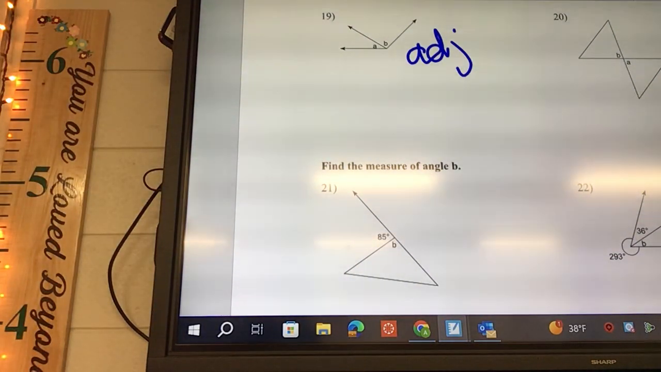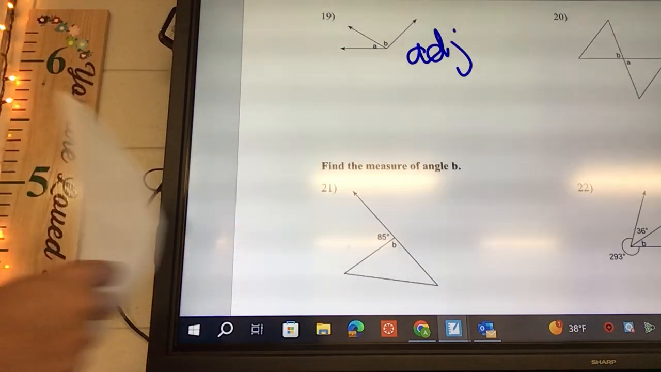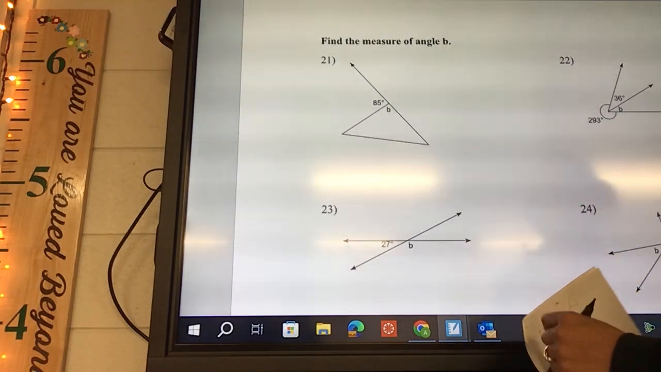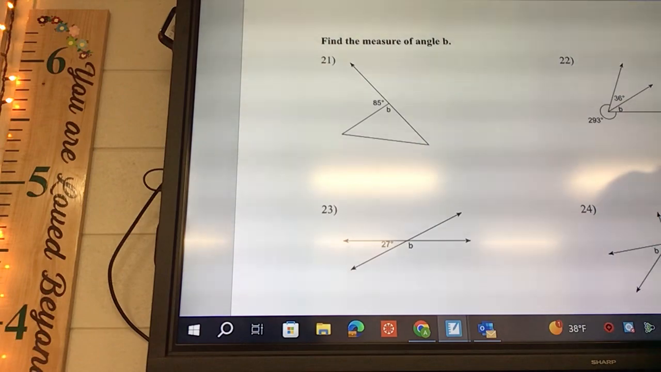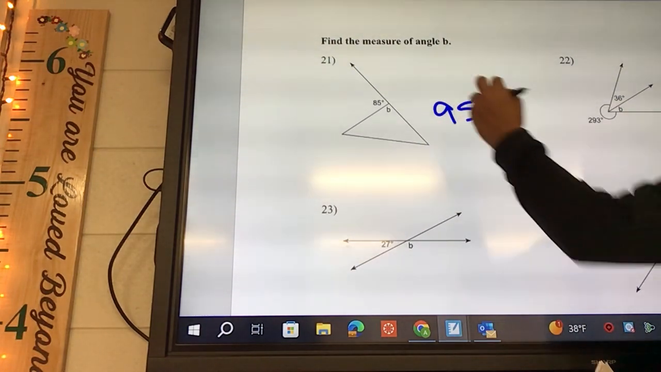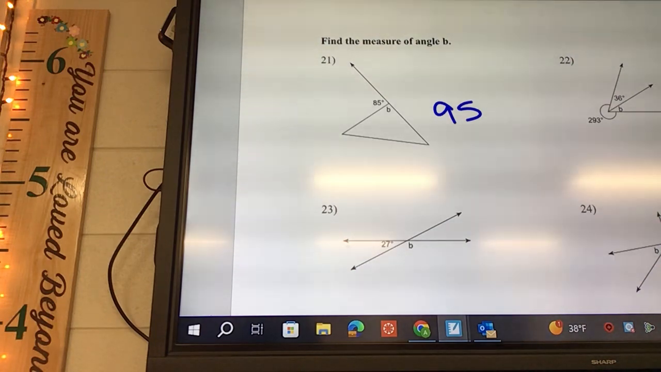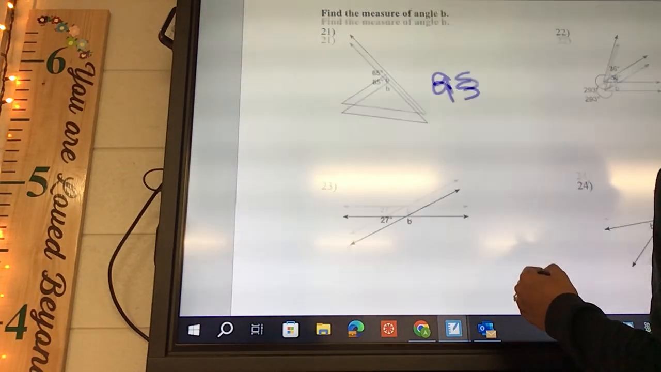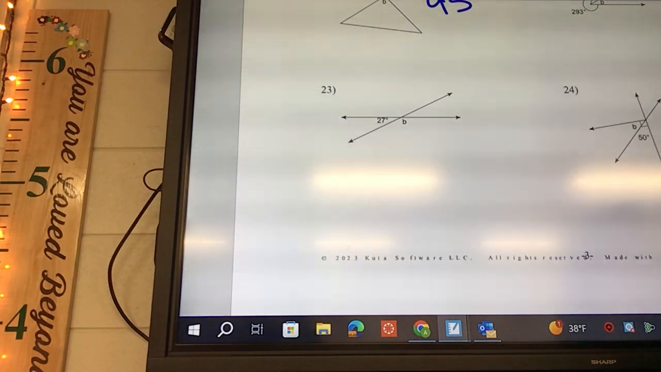Number 21. Find the angle measure of B. Is that going to be 90, 180, 360, or equals? 180. So we're going to say 180 minus 85. 95. Okay, 23. 90, 180, 360 or equals? 180. So you're going to say 180 minus 27. Let's go. Don't take that long to type. You guys make this take all day. 153.